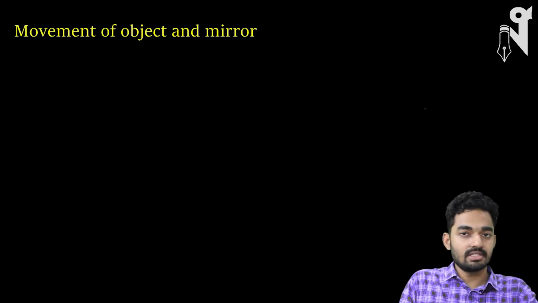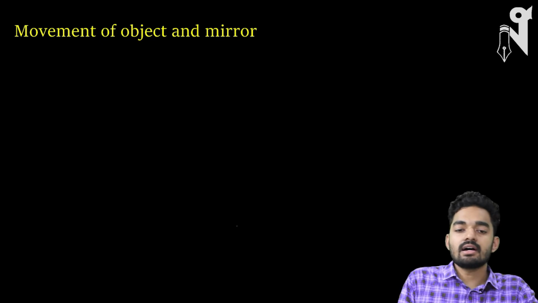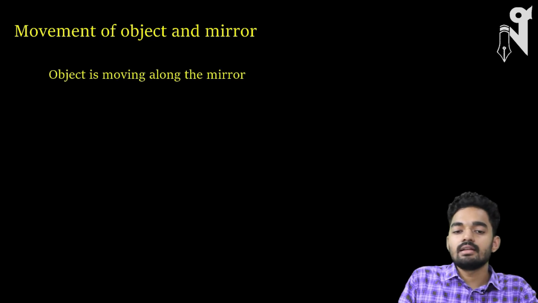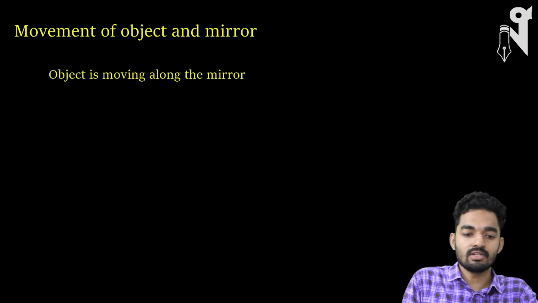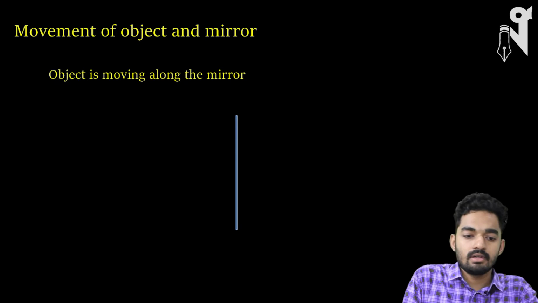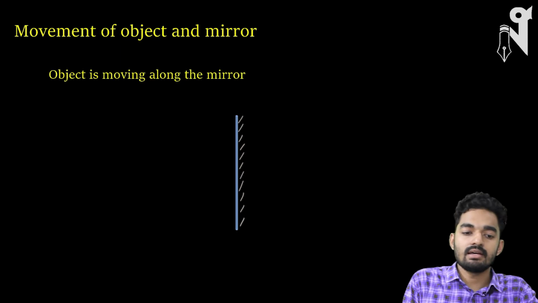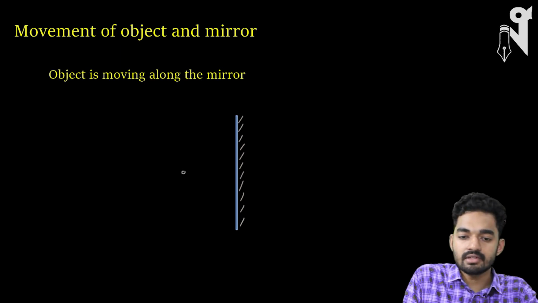So first we'll look at what happens to the image when we move the object, and later on we will see what happens when we move the mirror. So let's start with the object and let's move it along the mirror, and then see what happens to the image. So we have a plane mirror like that, and let me coat silver on this side of the mirror, and we have an object over here, right?